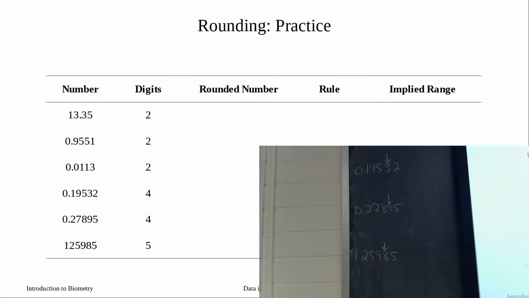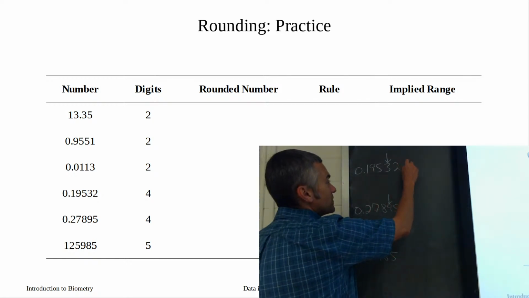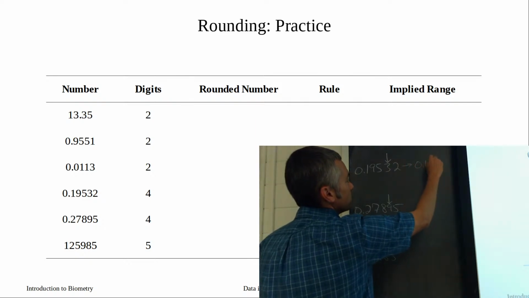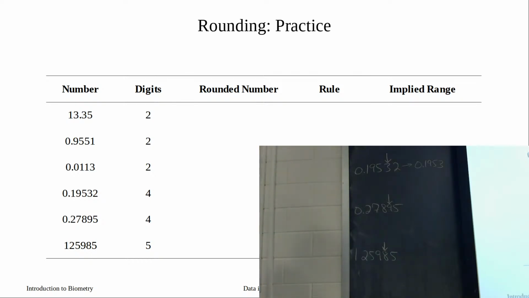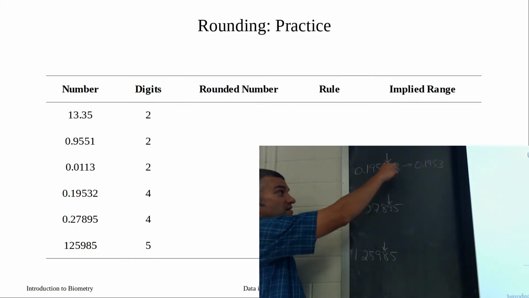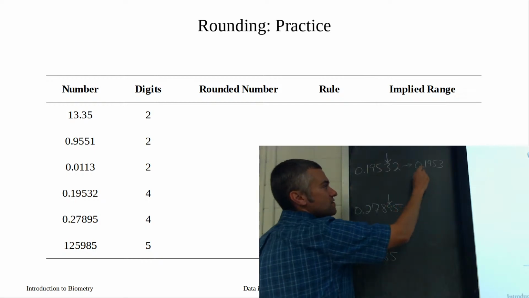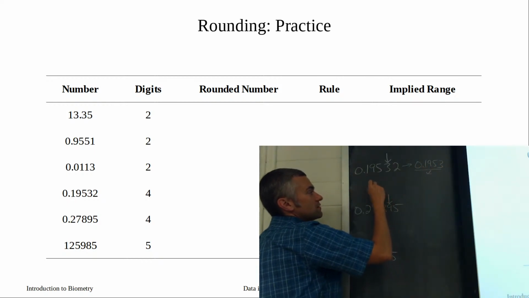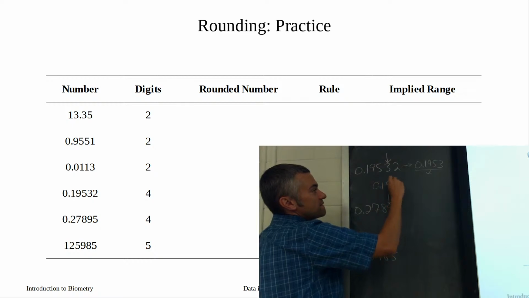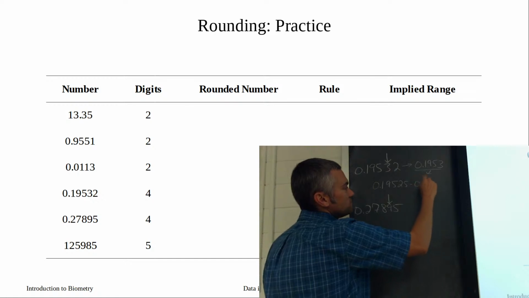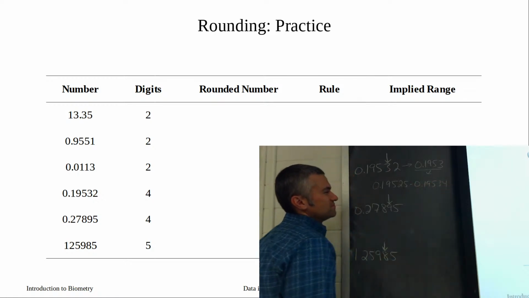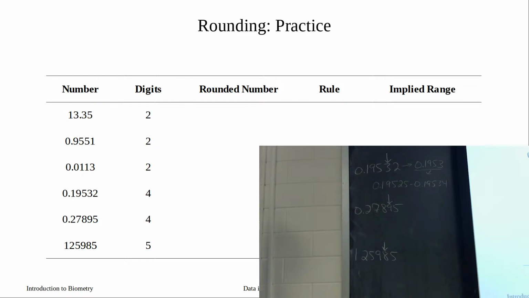All right, you guys done? Let's go over this. First number, what's our rounded number? Yeah, 0.1953. Go to the next digit, it's less than 5, we leave it alone. What are the implied limits of this number? 0.19525 up to 0.19534.